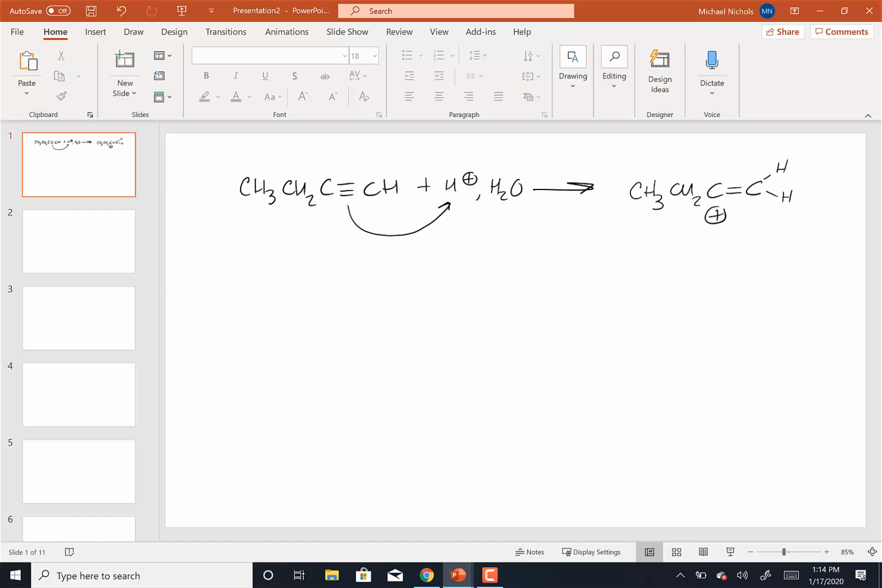So this is a carbocation, just like I would have written if I would have taken a double bond. The double bond would become a single bond. In this case, the triple bond is going to become a double bond. Next step.